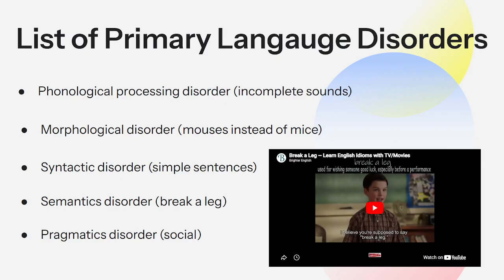So in this context, the father wished his daughter to break a leg, a common phrase for good luck, which said daughter took too literally. And lastly, pragmatic disorders affect the social aspect of conversation, where you might ask someone what their name is, and they respond by saying their favorite color is blue.